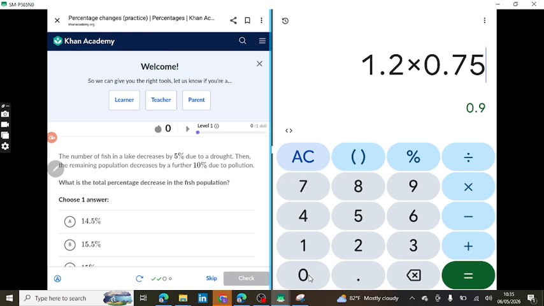The number of fish in a lake decreased by 5% due to a drought. The remaining population decreased by a further 10% due to pollution. Who can solve that one? Let's be fast now. You decrease something by 5%. What is remaining? Is it not 95%? 95% is remaining. That is 0.95. 0.95 times what?